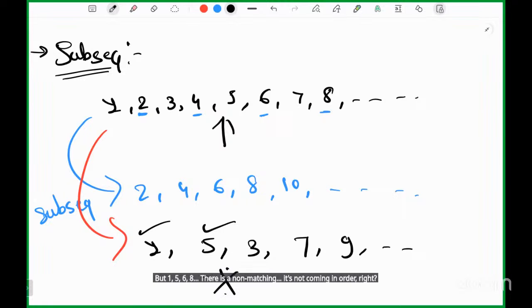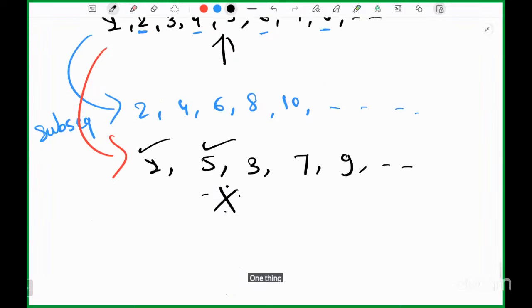It's okay. It's allowed in sequence, no matter in which fashion you take. One thing I can say, this is also a subsequence.